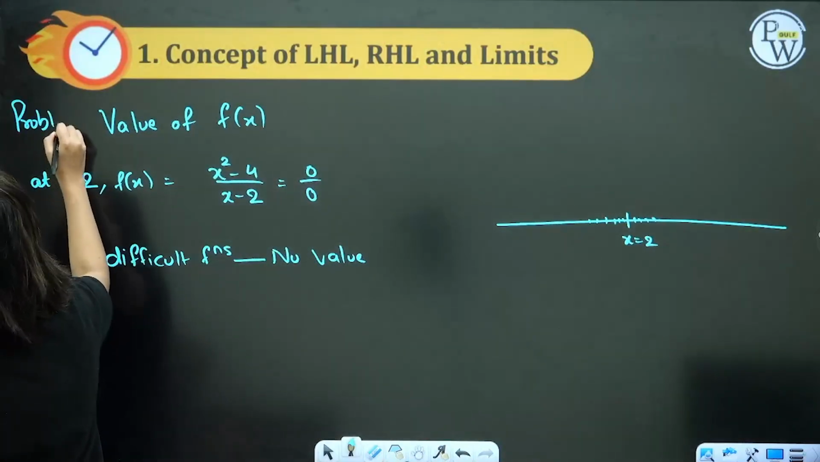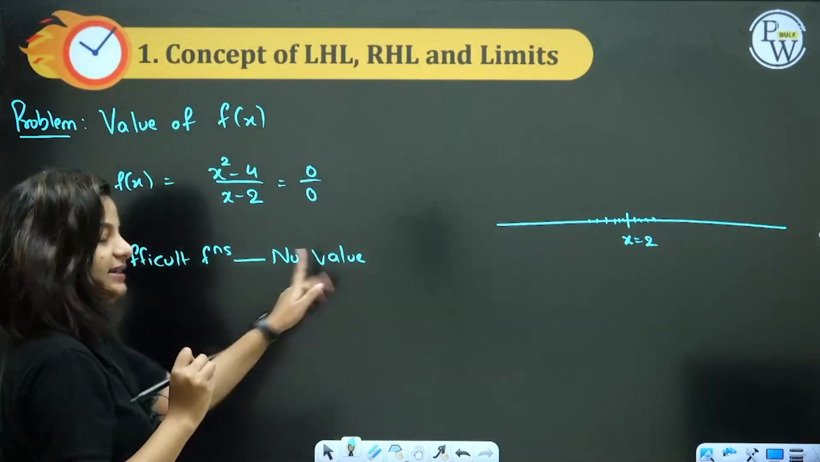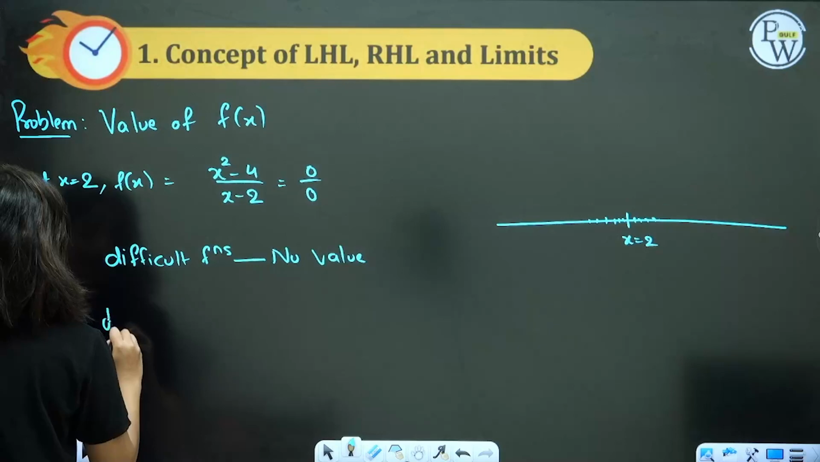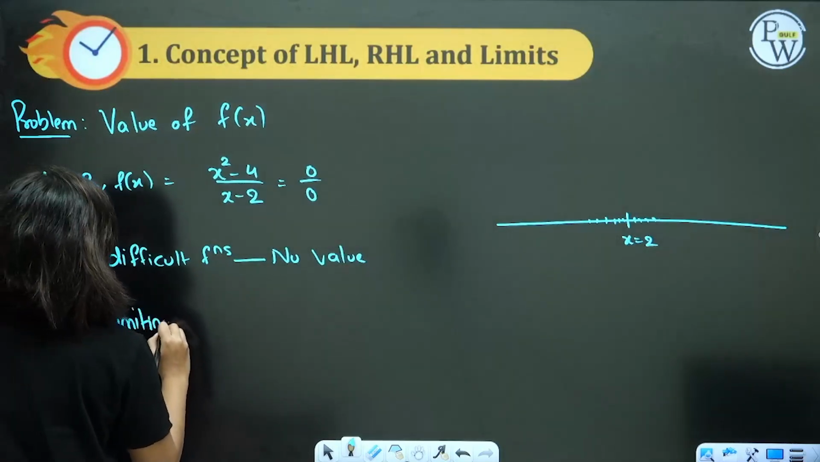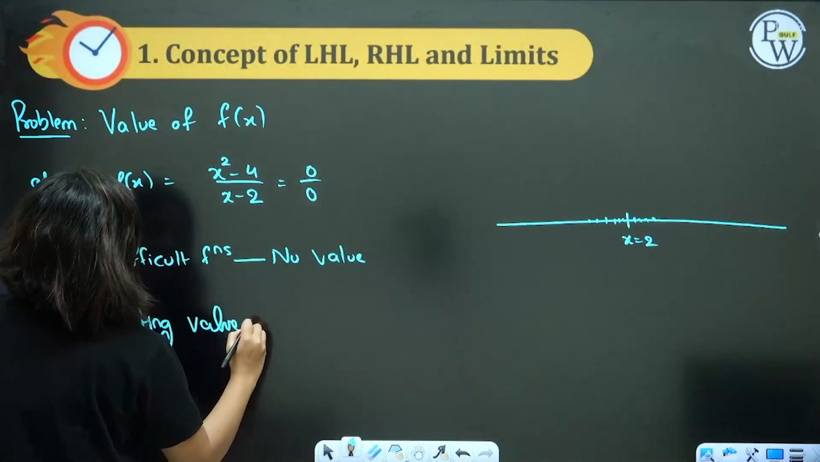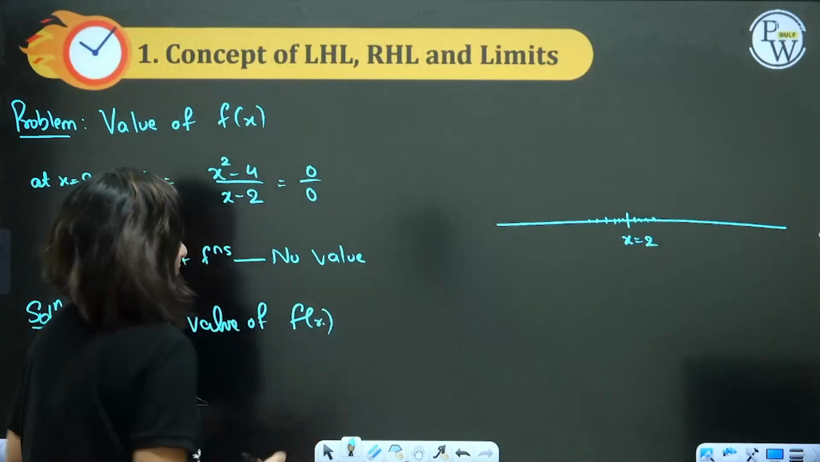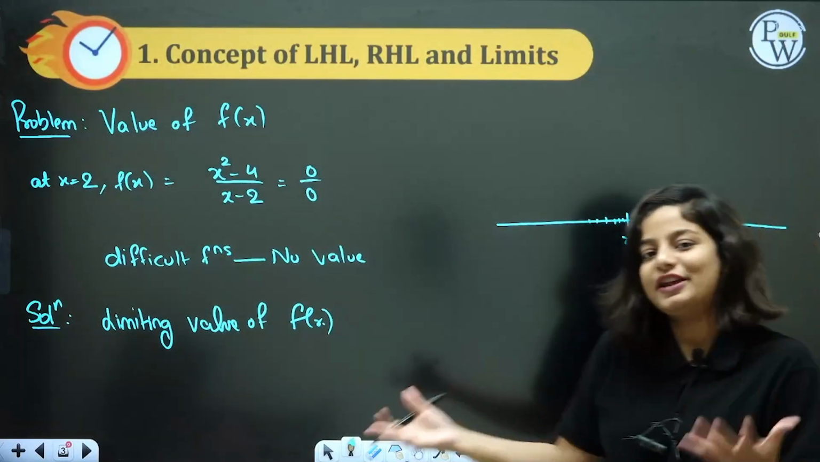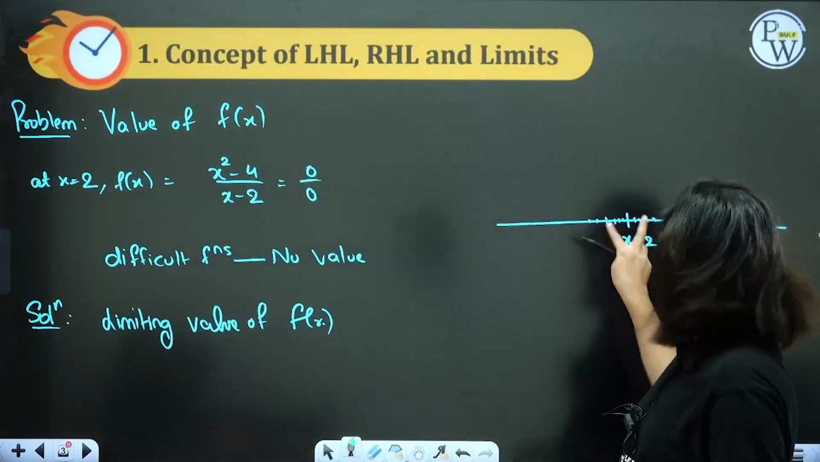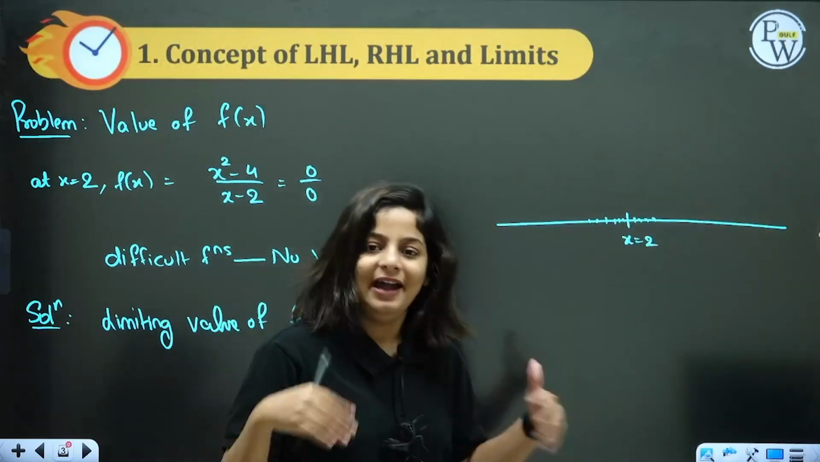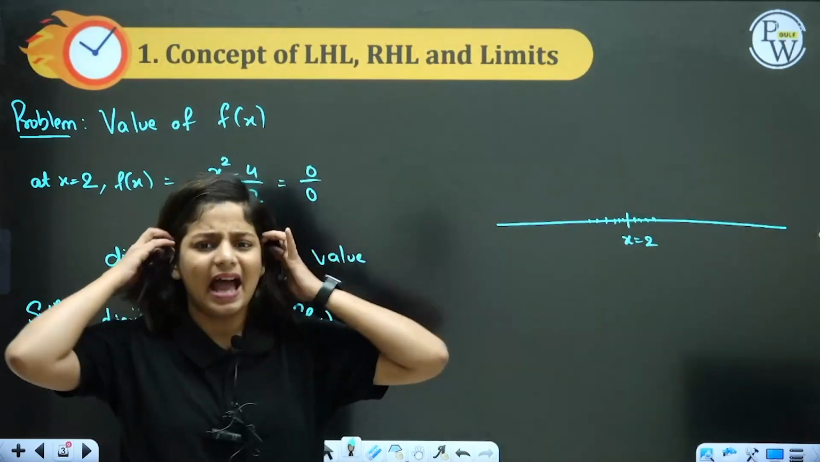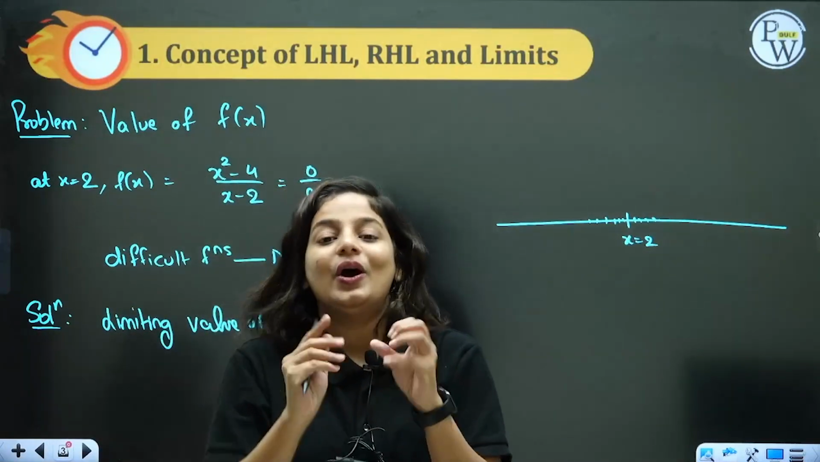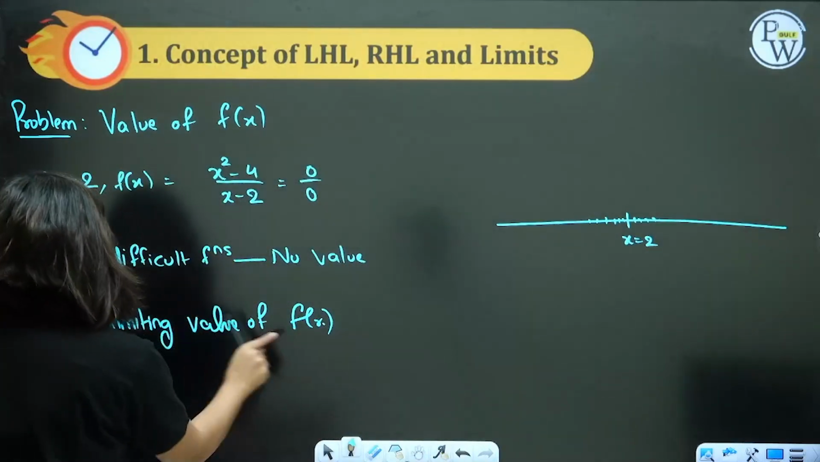So they said, okay, let's not find the value of the function at that point, but we will find the limiting value of the function. The solution was finding the limiting value of the function. Got it? So now we are not interested in the value of the function at that point because we cannot find it. It's a blind spot. We will find its value in the nearby region and try to predict the value here. So limits actually will not give you the value exactly at that point, but it will give you what the value is when x is tending to that area.